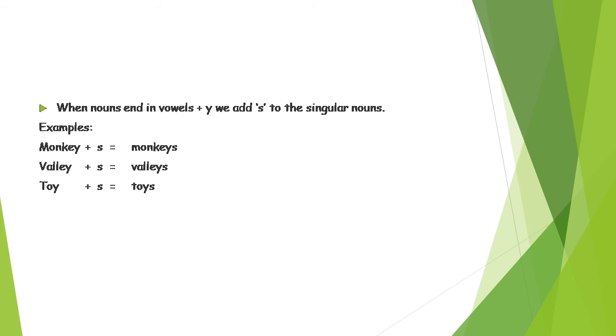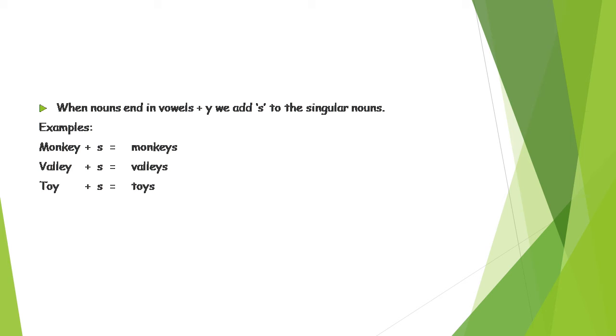When nouns end in a vowel plus Y, we also add S to the singular noun. Previously, we had learned that if it ends with Y, we should remove that Y and add IES. But these are a few exceptions where after Y itself, we can add S to the singular noun. For example, monkey changes to monkeys by adding S at the end of it. So monkey is in the singular form and it changes into the plural form by adding S.